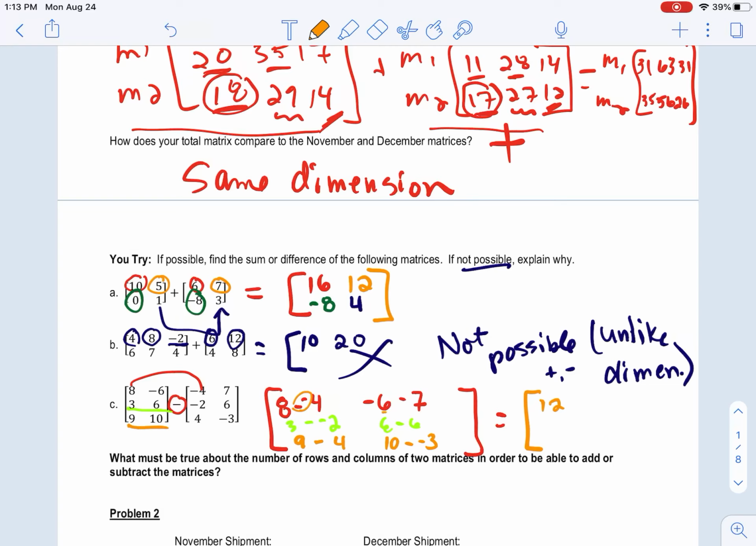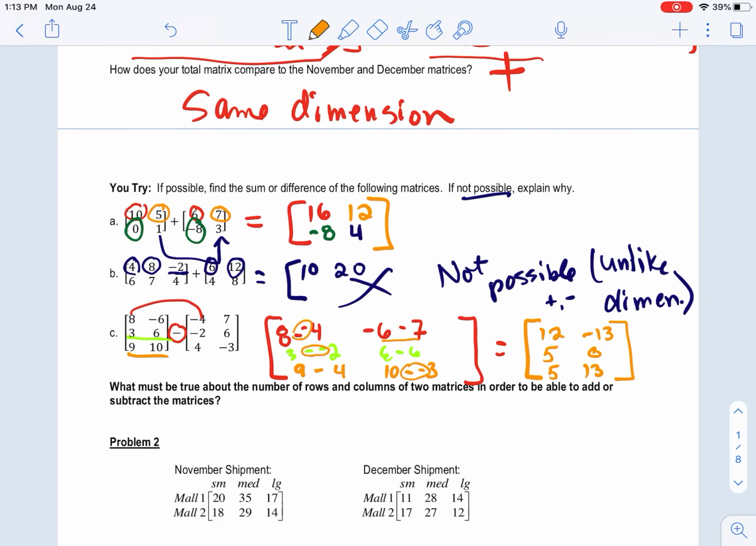These are both negative in this next one, so this is -13. Then I have minus a negative, that's positive, so I have 5. 6 minus 6 is 0. 9 minus 4 is 5. 10 minus a -3 gives me a positive 13.